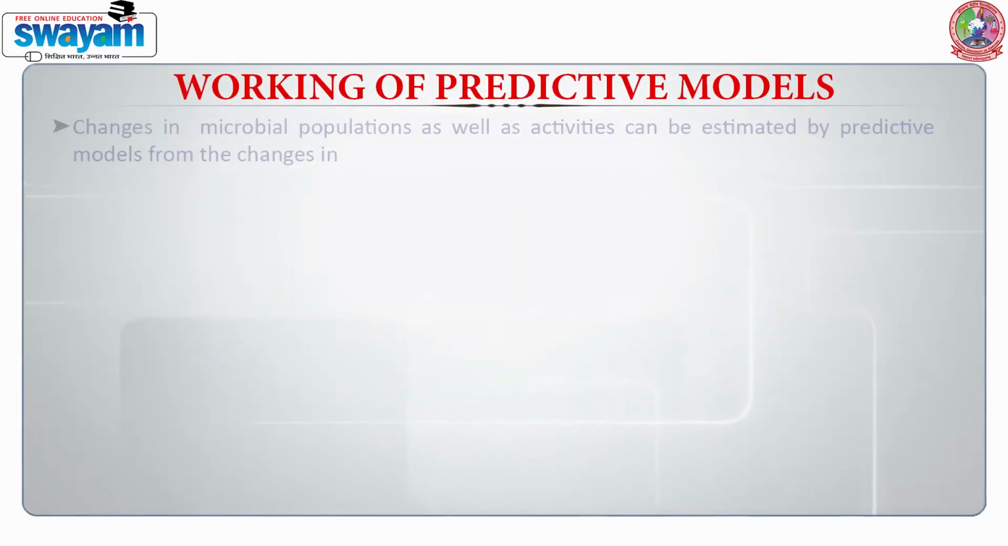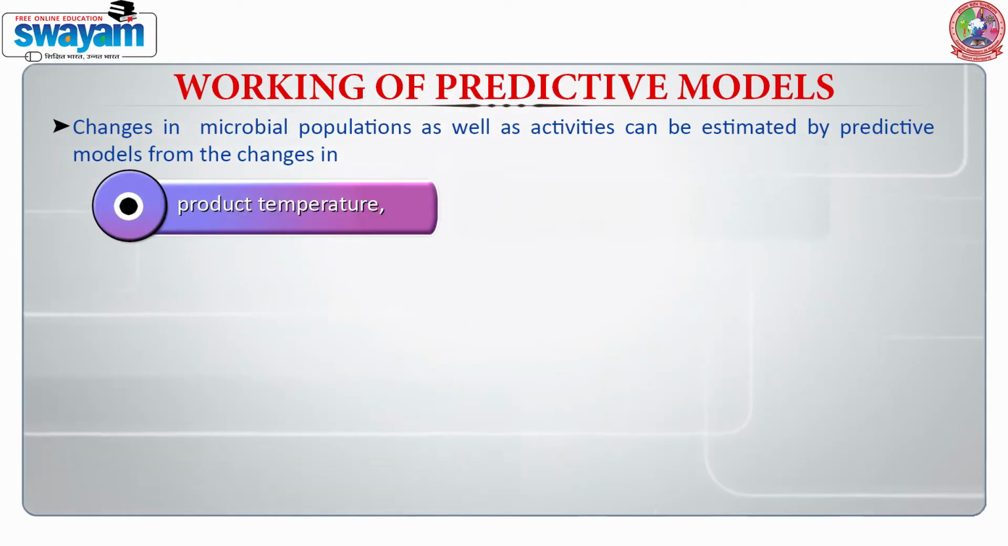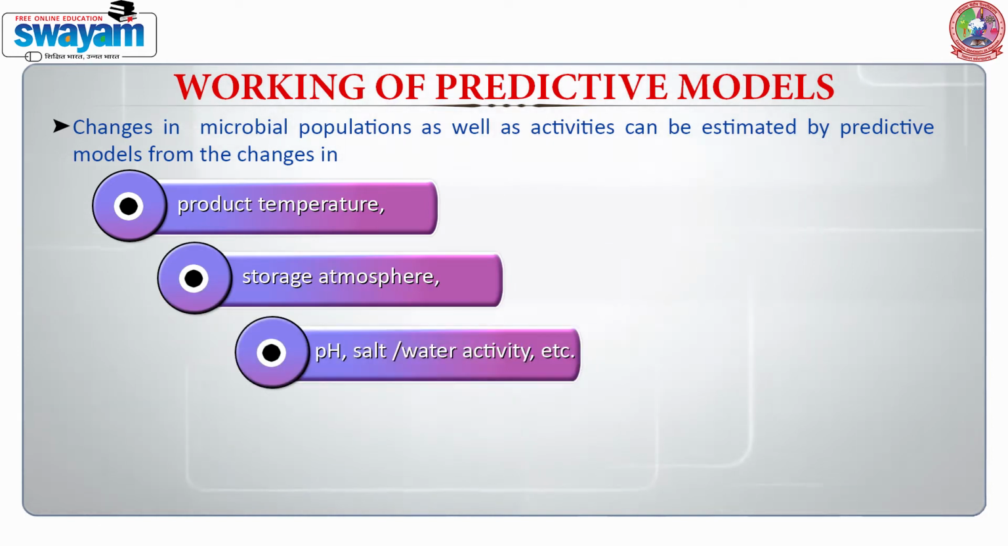Now, we have already understood that predictive microbiology is all about predictive models. So, what are these models and how do they help us? First thing, these models are capturing the changes in the microbial population as well as activities, and they can be estimated by the various changes which are happening in the product temperature, storage atmosphere, the pH changes, or change in the water amount or the water activity.